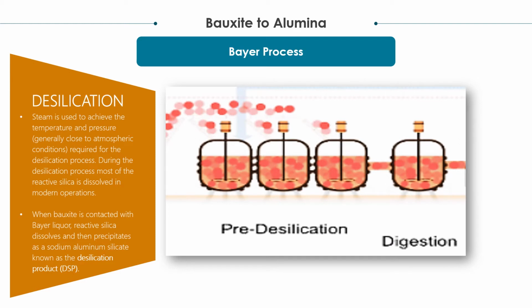In desilication, prior to digestion, the soluble silica is removed from the process solution or slurries by an initial desilication step in which the slurry is kept near atmospheric boiling for several hours to encourage the precipitation of solubilized silica to the silicate product. When bauxite is contacted with Bayer liquor, reactive silica dissolves and then precipitates as the sodium aluminum silicate known as the desilication product.